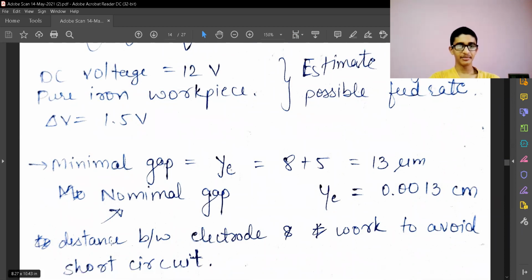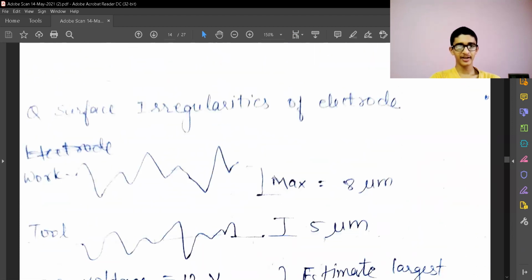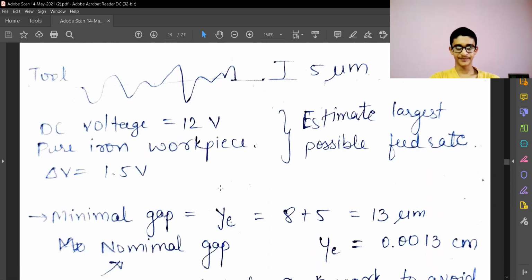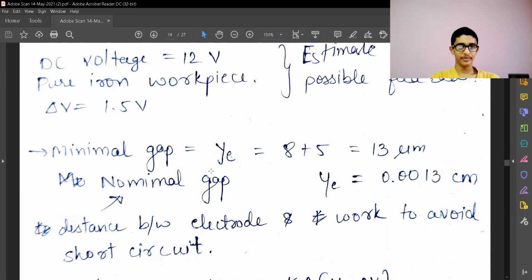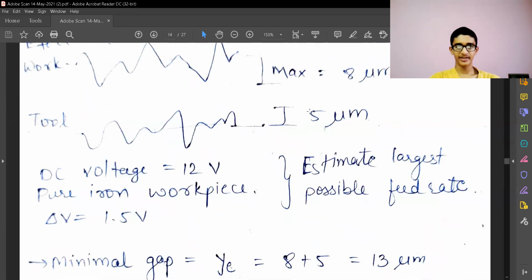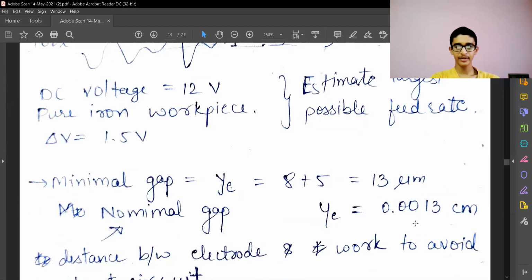That is the minimum distance we should have between the electrode and work to avoid a short circuit, because the workpiece and tool are electrically conductive. If I short them, the current will flow directly through them and there will be no dissolution or machining happening. So the minimum gap will be 8 plus 5, just a summation, that is 13 micrometer or 0.0013 centimeter.